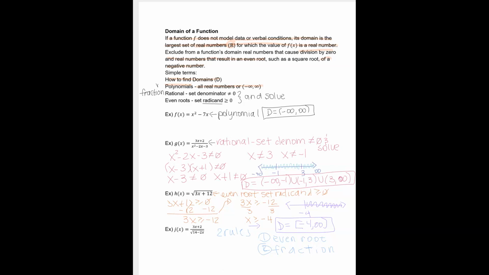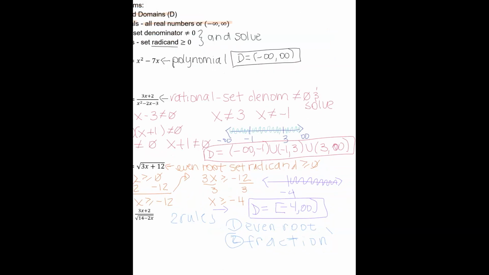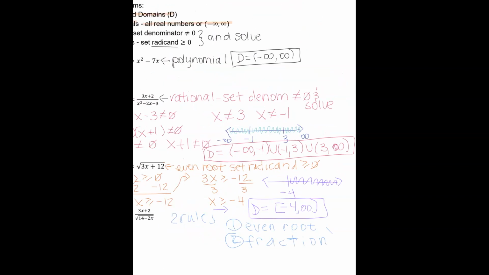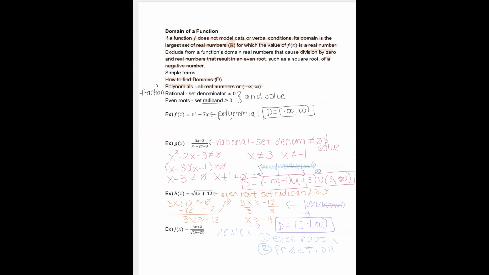Okay, so the first thing that we're going to do, normally with an even root, we set it greater than or equal to 0, right? But because it's a fraction, it cannot equal 0, right? So we can't do greater than or equal to, so we're simply going to take the radicand and set it greater than because it's the 2 rules.